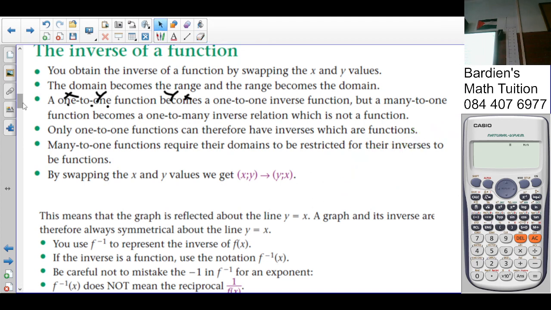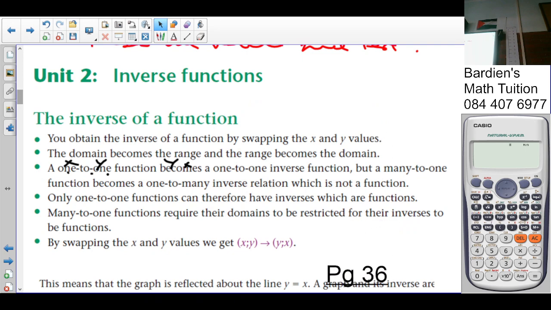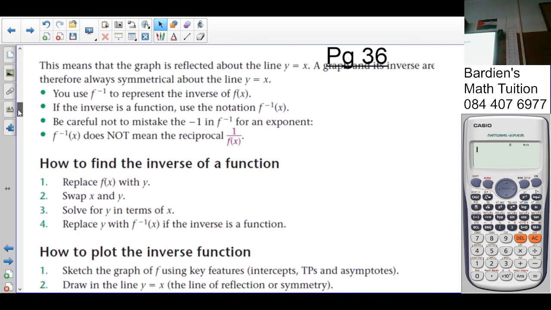Here's my page number 36. Let's carry on with the lines. We are then told this means that the graph is reflected about the line y is equal to x. I've indicated that. The graph and its inverse are therefore always symmetrical about the line y is equal to x. People, what does symmetrical mean? It's a mirror image.